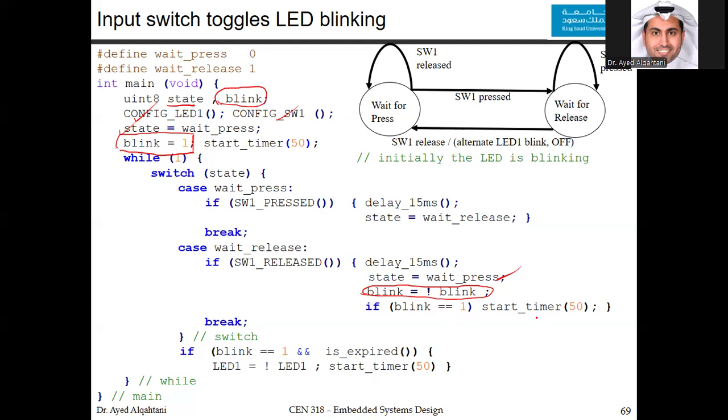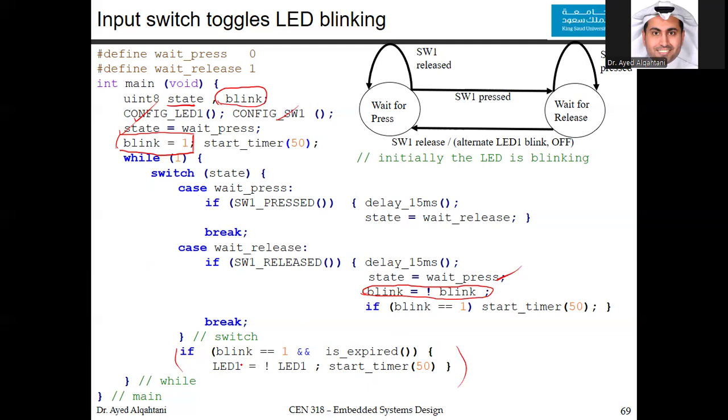And you change, or you start the timer again if the blink is equal to 1. So if the blink is equal to 1, you start the timer, which is this function that was given to you. You start the timer of the blinking only if it is equal to 1. How to make the blinking with a certain period becoming on and off? By adding this if statement outside the switch statement.